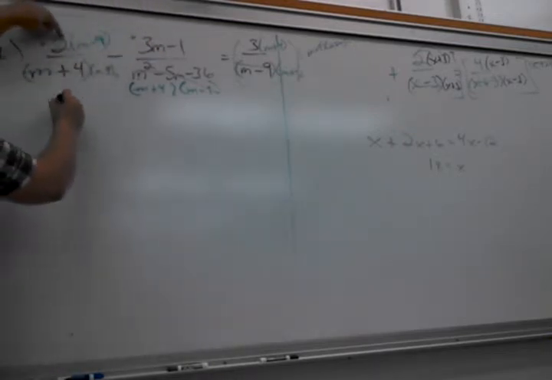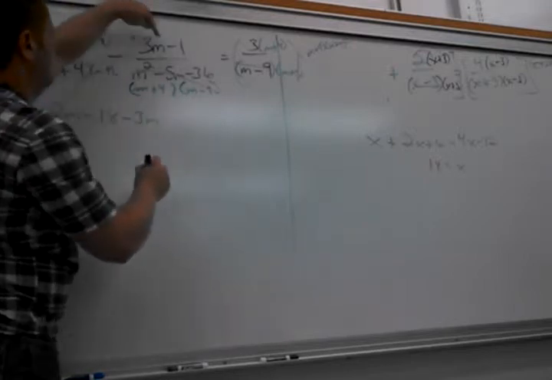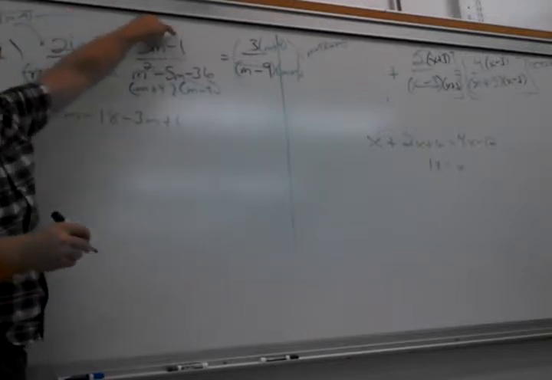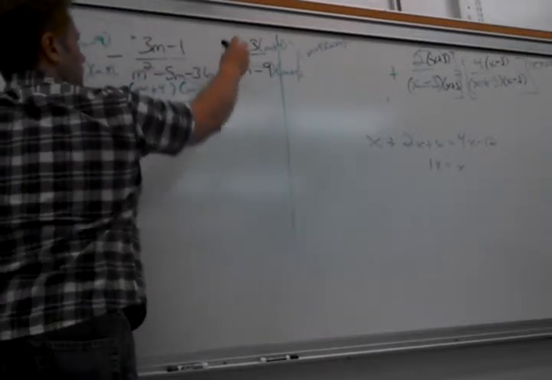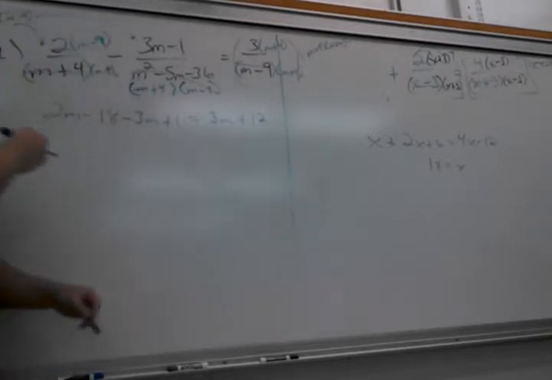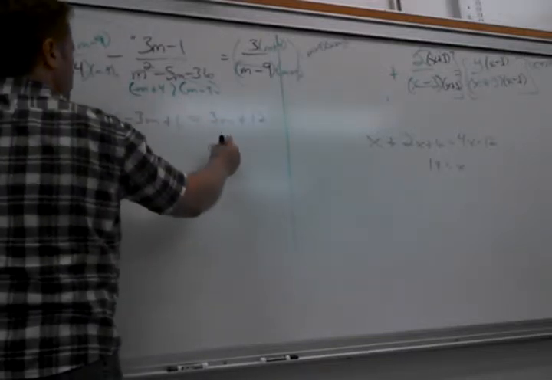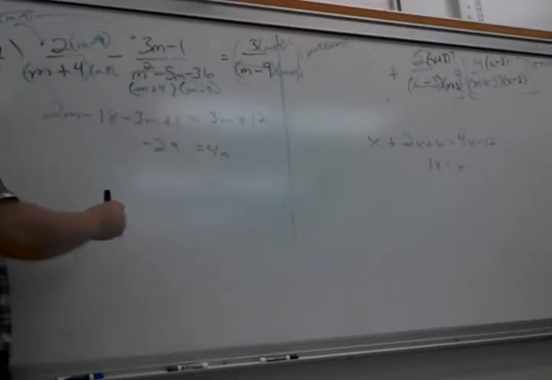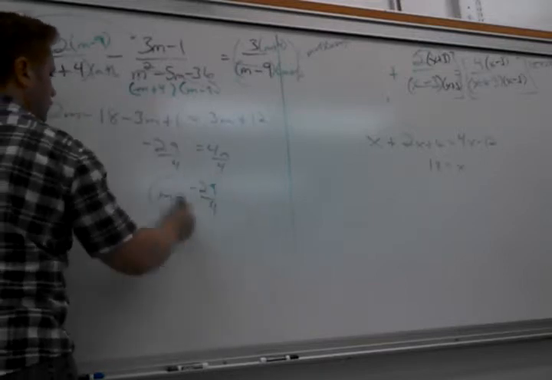So what do I get? I get 2m minus 18 minus 3m plus 1. Good. Minus negative 1 is plus 1. Any negatives in the middle of these have to go to both the things on the top. It's got to distribute across. Equals the gas. Yeah, so if you add 6m, you get 6m, subtract, you get 4m. Subtract 12, you get negative 30, you get negative 29. And then divide by 4, so you get m equals negative 29 over 4.